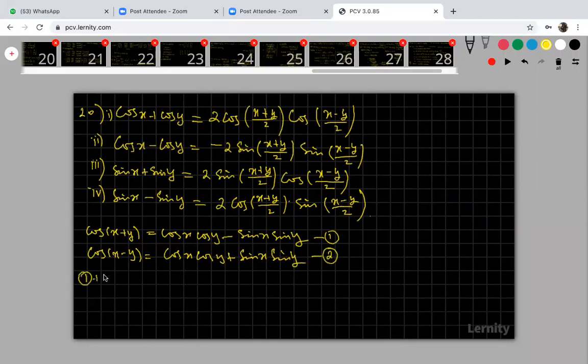What about 1 plus 2? Adding these two, left hand side, what is the answer? Cos of x plus y plus cos of x minus y equal to, on the right hand side, when you add these two, sin x sin y and sin x sin y cancel. So you will get 2 times cos x cos y alone. Are you okay? Right.